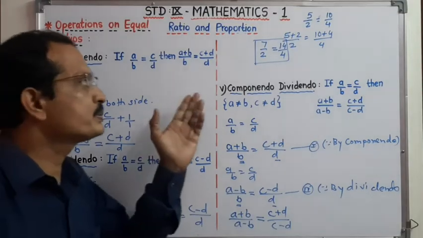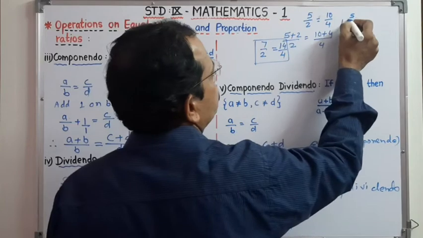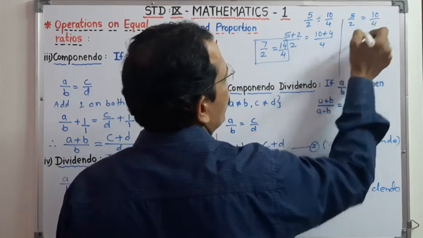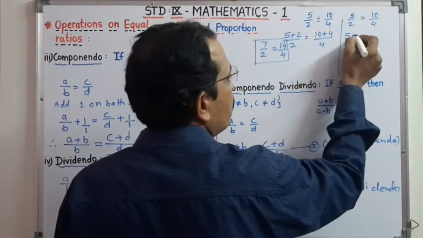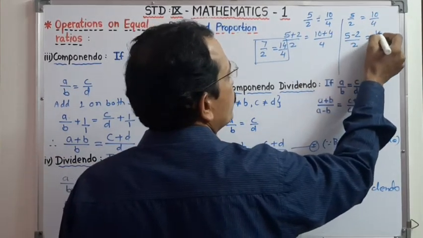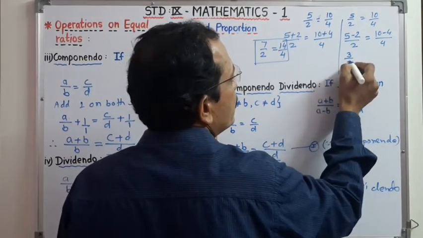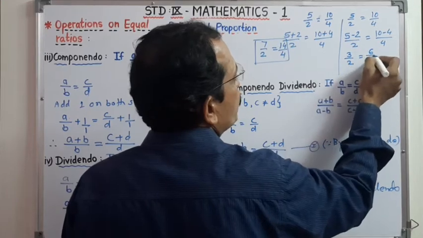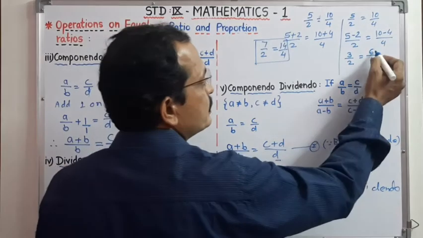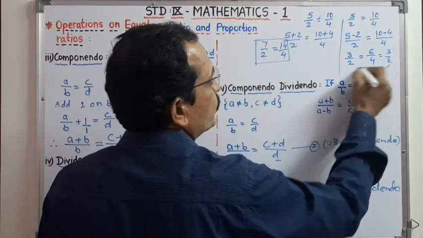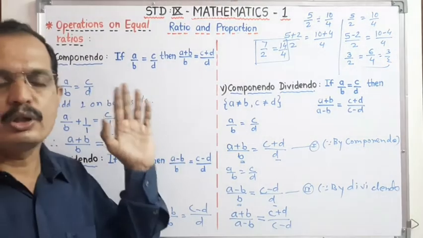If we have to do the subtraction, the same process we can apply. See here, 5 upon 2 is equal to 10 upon 4. Then by dividendo, we can write (5 minus 2) upon 2 is equal to (10 minus 4) upon 4. 5 minus 2, dear student, is 3 upon 2, and here it is 6 upon 4. This 3 upon 2 and 6 upon 4 are both equal. If we simplify this, it is 3 upon 2. Okay? Therefore, these are the properties or the operations on equal ratios.